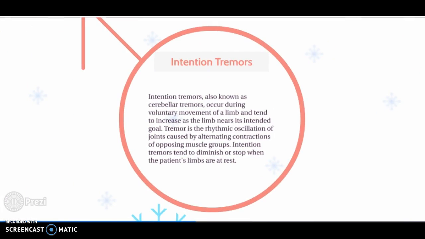Intention tremors, also known as cerebellar tremors, occur during voluntary movement of a limb and tend to increase as the limb nears its intended goal. A tremor is the rhythmic oscillation of joints caused by alternating contractions of opposing muscle groups. Intention tremors tend to diminish or stop when the patient's limbs are at rest.